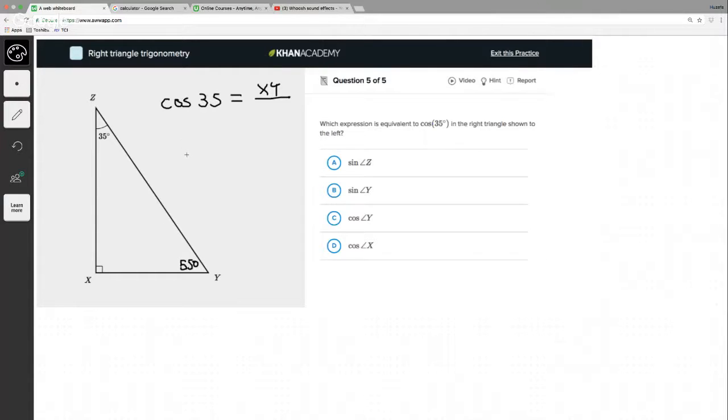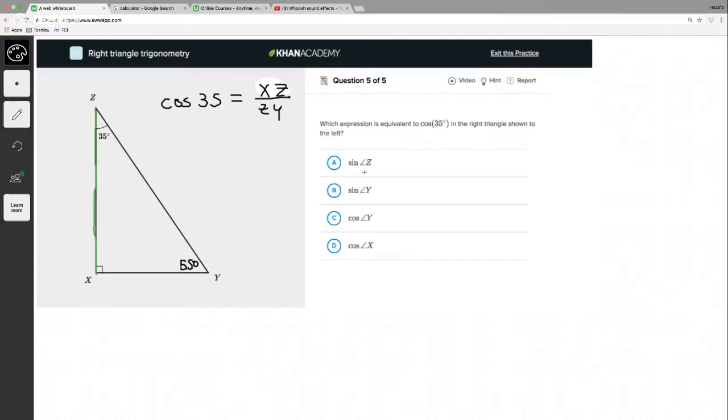So, oh, wait. I'm doing sine. Sorry. Cosine is adjacent over hypotenuse. My bad. So adjacent is whatever is next to this guy, which is XZ. And then the hypotenuse, of course, is ZY. So this is cosine of 35.